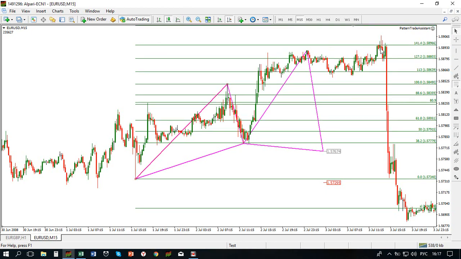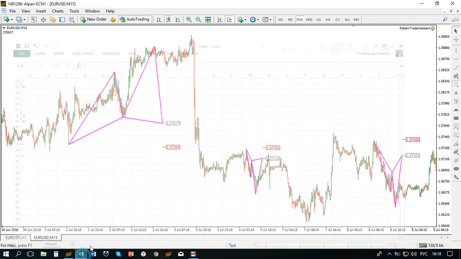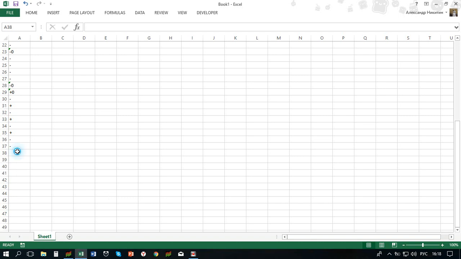Yes, exceeding the 1414. Oh no, it doesn't close above 1414. Well, let's type it as a loser because price didn't come to the target level. Loser.